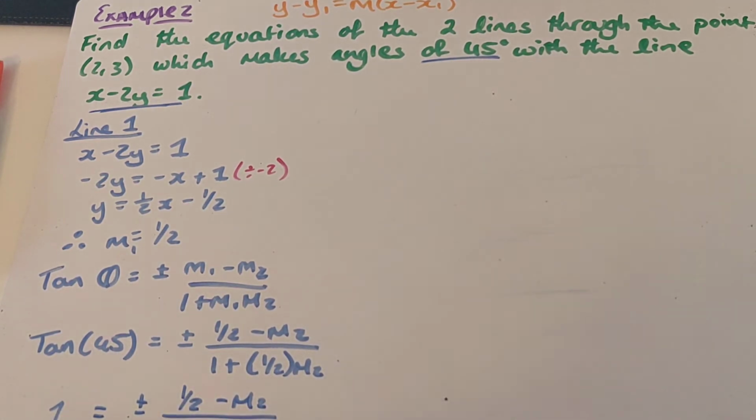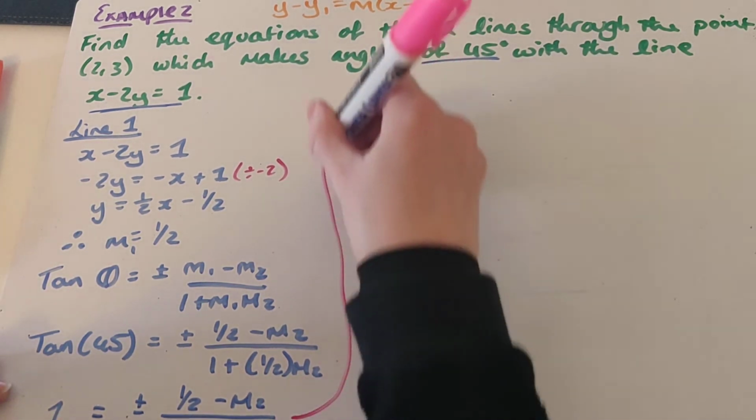Okie dokie. So now we're getting somewhere. So now I need to find m2 here. And to be able to find m2, the first thing I'd see is that I could multiply the top and the bottom here by 2 to get my fractions out of the way.